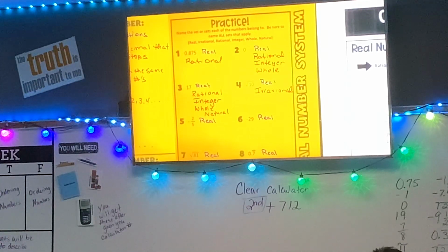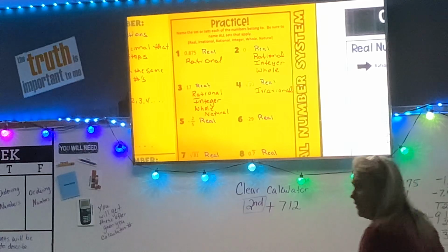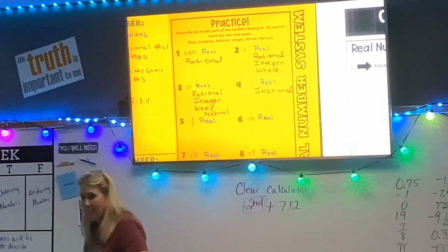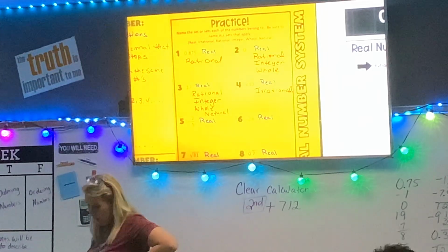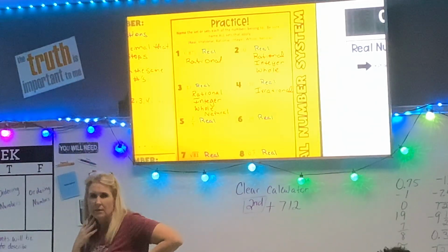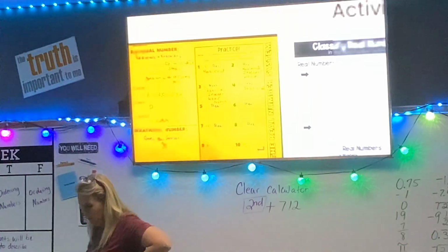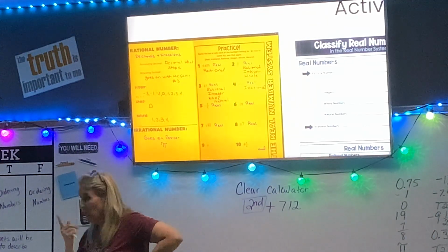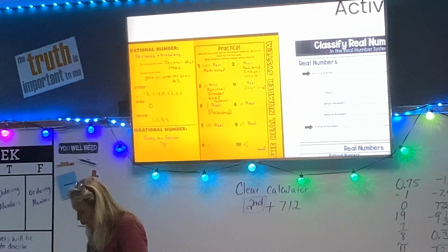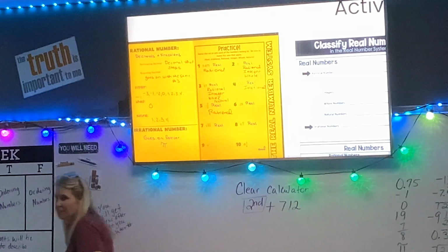-2/5. It's a fraction. What do I know a fraction is? Decimal. Okay, it could be a decimal. Where am I going to put a fraction? Look at our keywords we wrote. Rational, good.